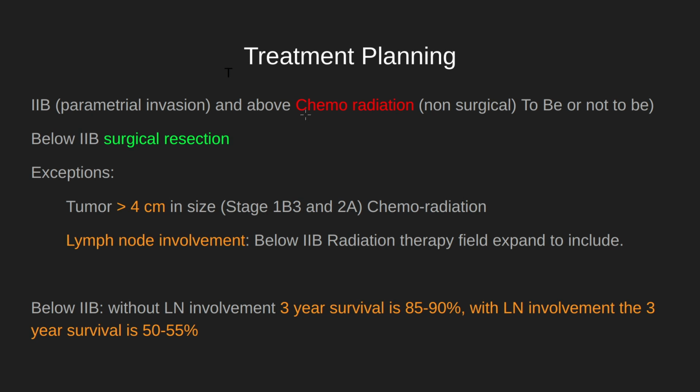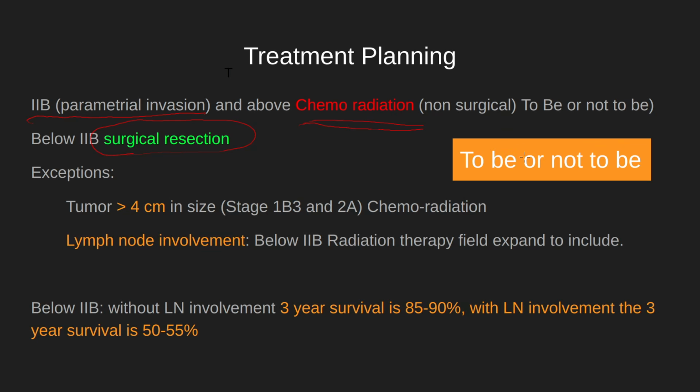Coming to the treatment planning part of the presentation. Below 2B, the patients are eligible for surgical resection. But if the patient has 2B disease, that is parametrial invasion, or above, the patient needs to have chemoradiation done, that is non-surgical. So the rule of thumb that can be used is to be or not to be. If the patient has to be, then 2B and above, chemoradiation, less than 2B, surgical resection. So we can use that to briefly remember the treatment planning criteria. Exceptions to this rule exist.